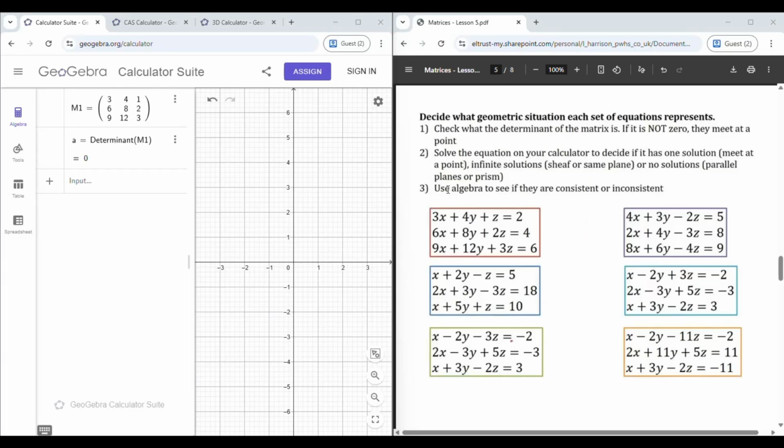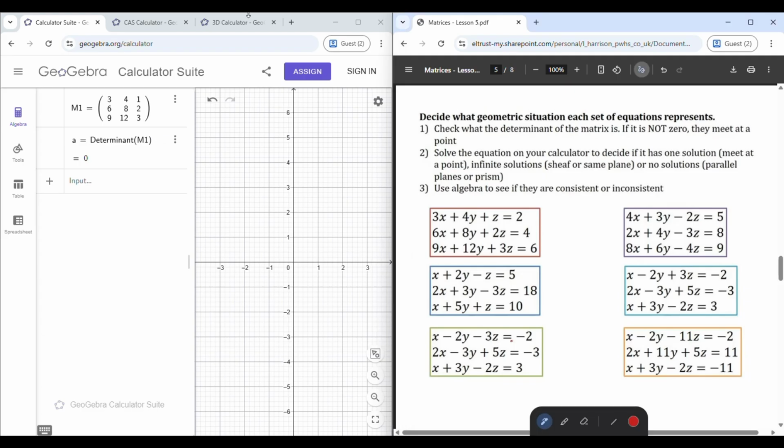So let's go through these. So it says check what the determinant of the matrix is. If it's not 0, they meet at a point. So you can do this on your calculator. I've just done it on GeoGebra. So I put my matrix in and it told me the determinant is 0. So we know straight away that means that it is singular. So we know that to start with.